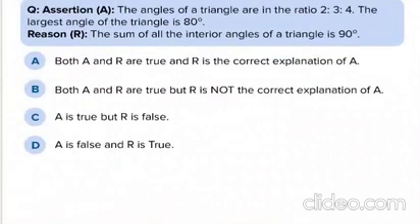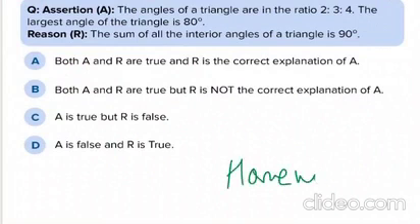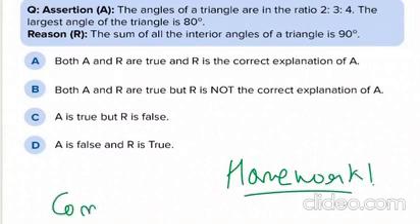Easy. Moving towards the last question. The angles of a triangle are in this ratio. The largest angle of the triangle is 80. So the sum of all interior angles is 90. You have to find which is true, which is false, and the correct reason. So students, try it as homework. Try it as a homework question, and do answer it in the comment section.